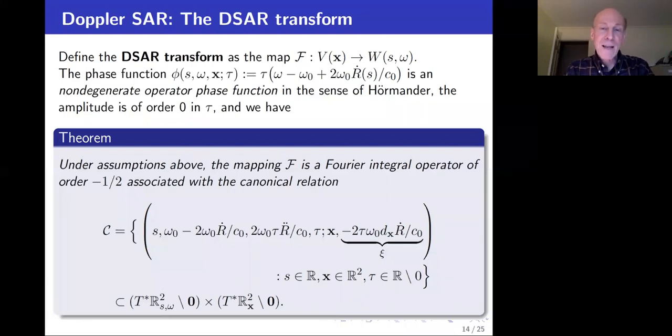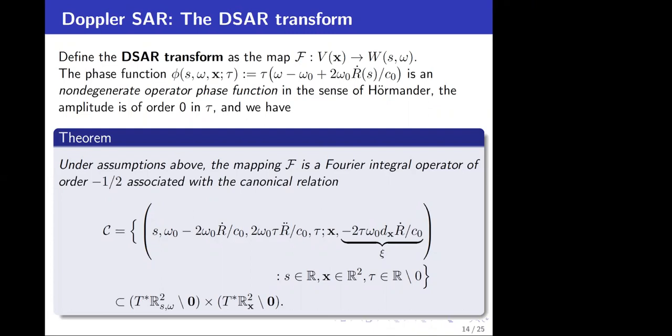Okay, so this phase function is actually a linear function of tau. It's a tau times a function of the other variables. And this is a non-degenerate operator phase function in the sense of Hormander. As I said, the amplitude should be considered as an amplitude of order 0 in tau. And therefore, we have the following result, that under all the assumptions we made above, the mapping F is a Fourier integral operator of order -1/2 if you follow through Hormander's numerology.